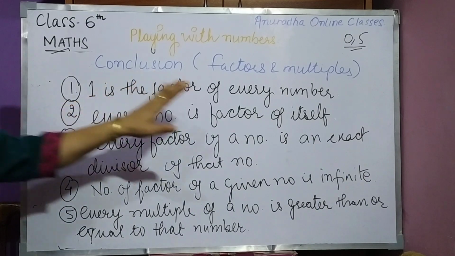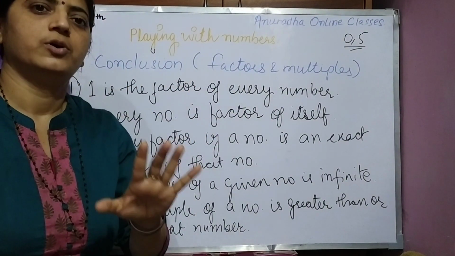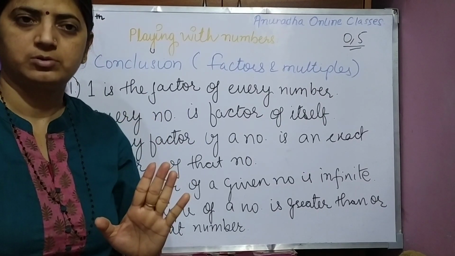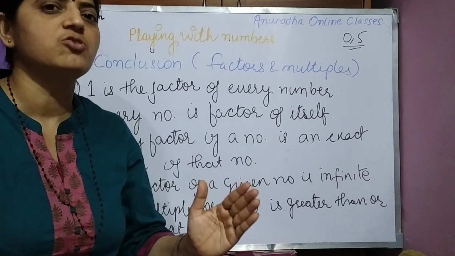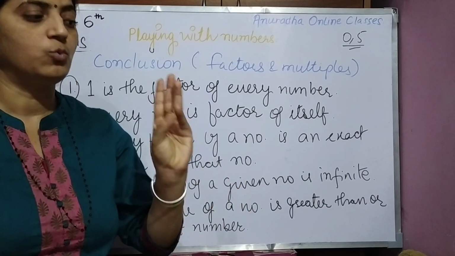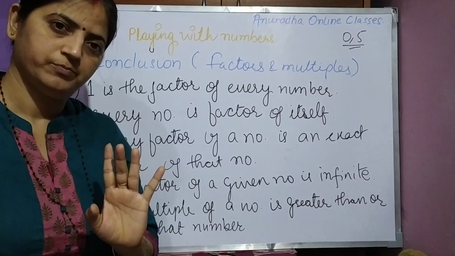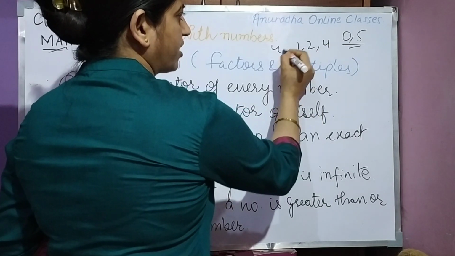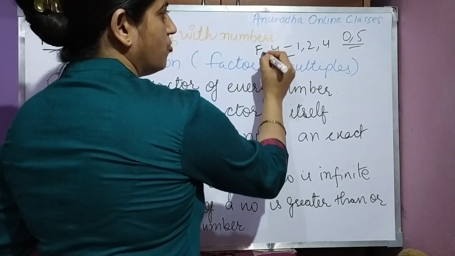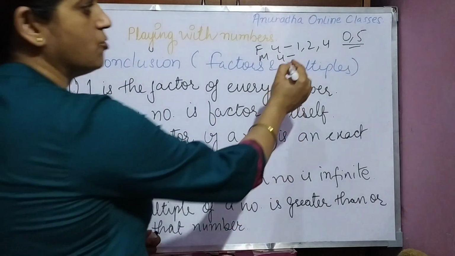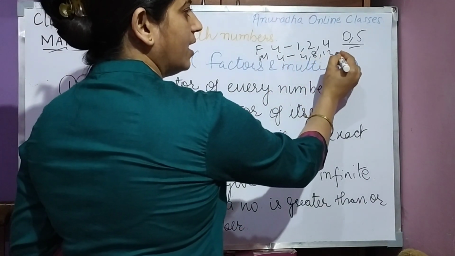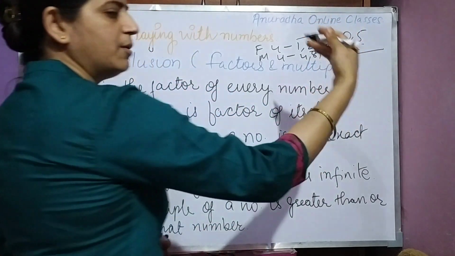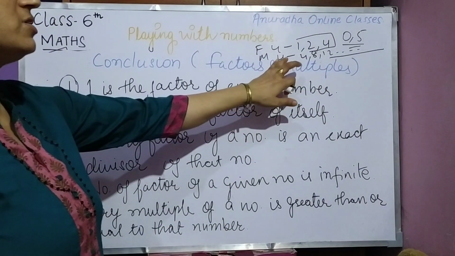So children, here I concluded that just now I told you about the multiples and factors of 4, right? What are the factors of 4? Factors of 4 are 1, 2 and 4. These are the factors of 4. And what are the multiples of 4? Multiples of 4 are 4, 8, 12 and so on. This can be extended. It is infinite. Multiples are infinite.